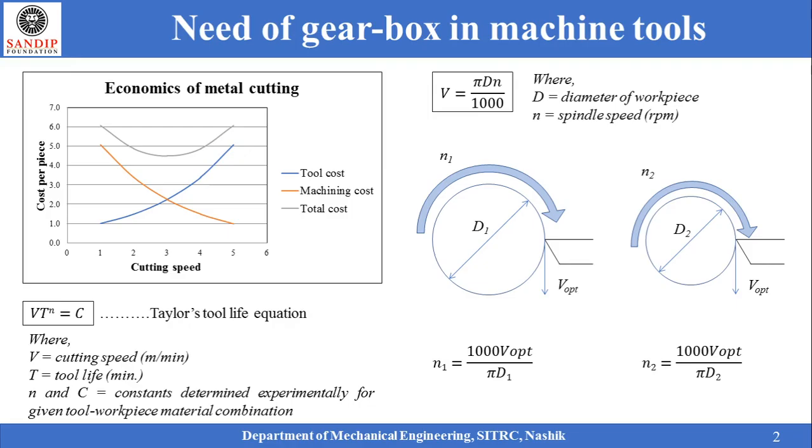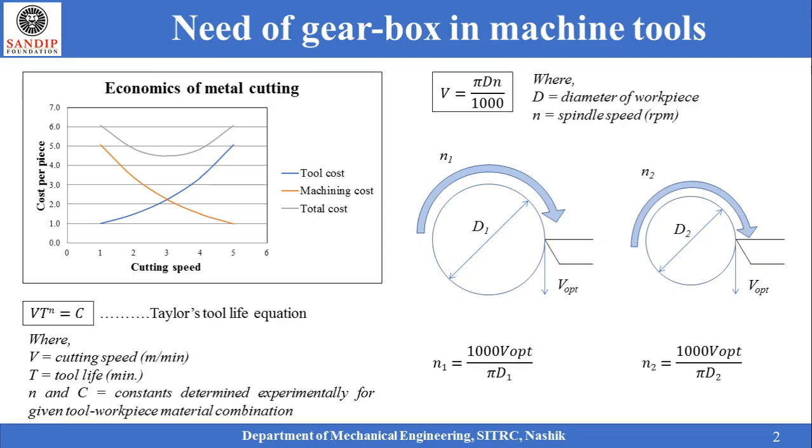These are generally overhead costs such as use of electricity, operator cost, and other overheads. At higher speeds, cutting operation will take lesser time and the machining costs will be lower. Total cost is combination of these two costs and they are represented by grey colored curve in this diagram. It can be observed that the total cost is minimum at a particular cutting speed. This cutting speed is called as the economical cutting speed or optimum cutting speed. This economical cutting speed is a characteristic of given tool workpiece material combination.